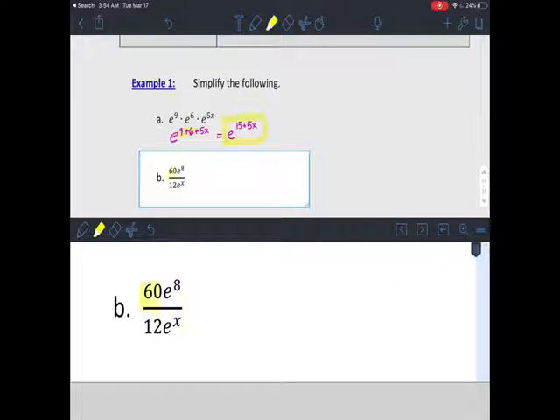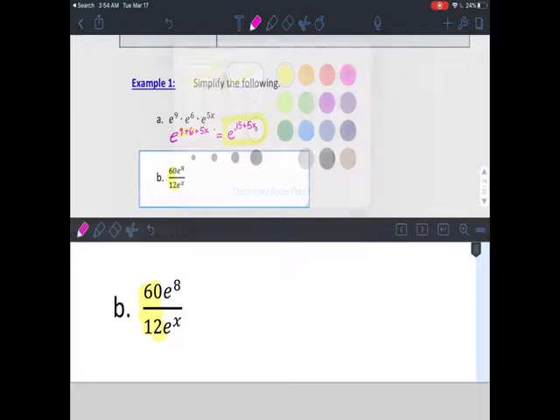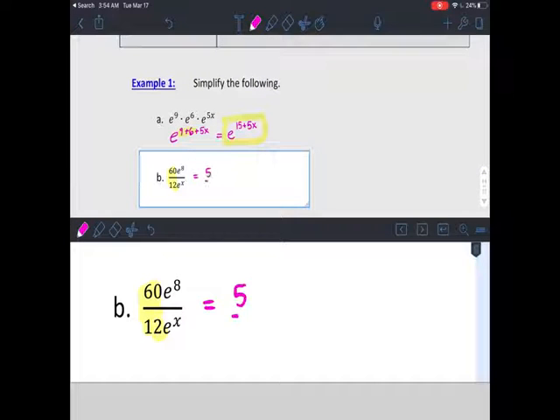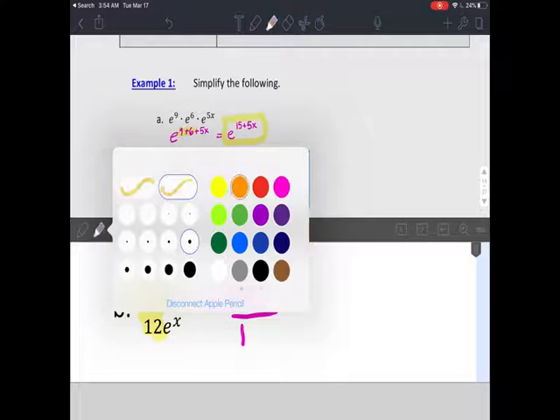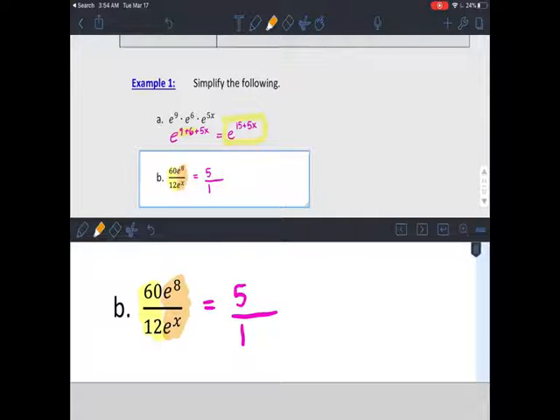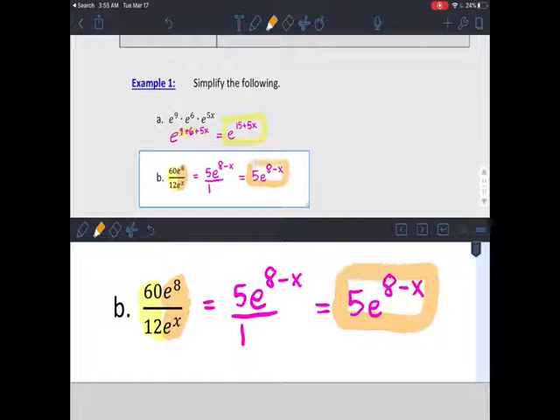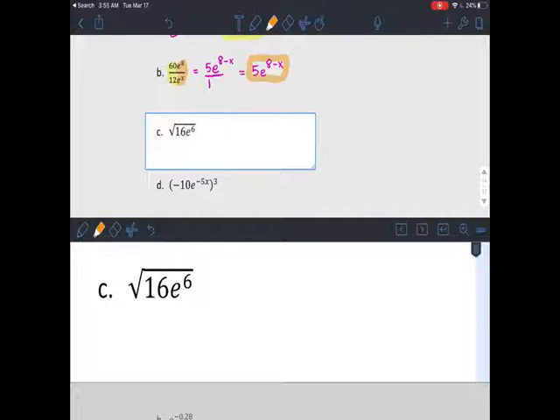If you're simplifying this one, you would divide 60 by 12, which gives you 5. And then if you have powers top and bottom of your fraction, we subtract them. Like if it's x to the third over x squared, you subtract 3 minus 2 and get 1. Here you're going to subtract top power minus bottom power, which is just 8 minus x. So really it's just using things you already know. E is a number, not a variable. It works the same way though.